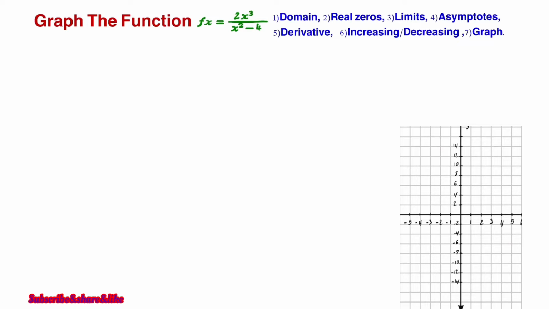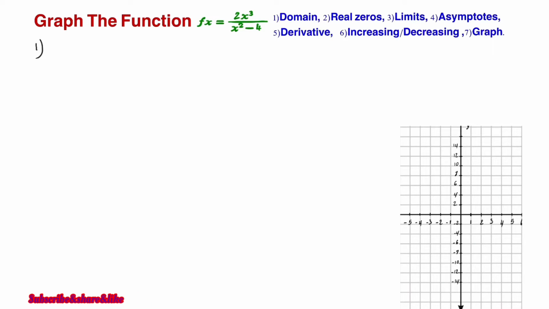First of all, let's do the domain. How do we do the domain? We see where is the restriction, what numbers make this function undefined. The top is okay, it could be any number. The restriction that we have is that this number here shouldn't be equal to 0, because we can't divide a number by 0. So we have to exclude where x squared minus 4 is equal to 0.